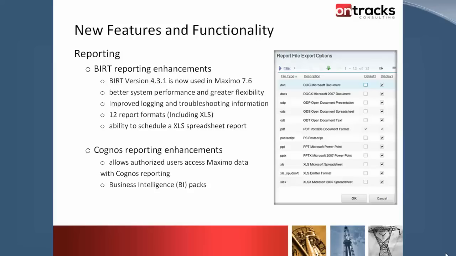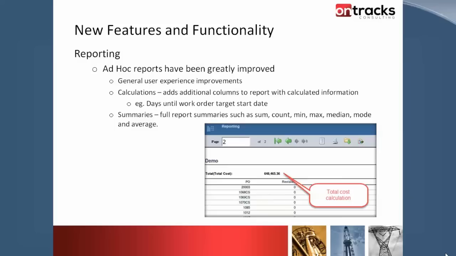But one thing that you really can get out of the Cognos server is those business intelligence or BI packs. IBM has released BI packs with Maximo 7.6. They're really good in my opinion. They are dashboards for supply chain and work management. There's lots of functionality, lots of KPIs, lots of metrics involved with those. I find that that's a really good added functionality for 7.6. From a reporting perspective, ad hoc reports have been greatly improved.